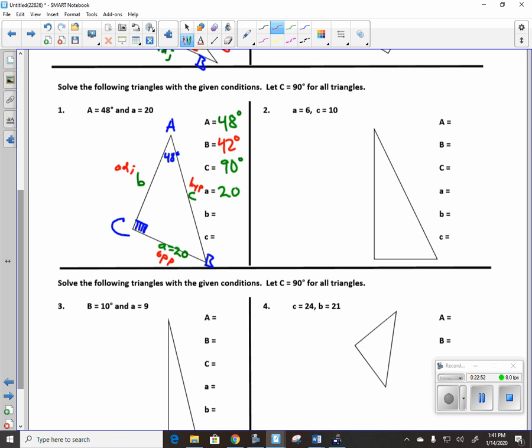Okay, so which one did you want to find, B or C? You make a choice. Do you want to find B or C? You want to find B? So I want to find the adjacent, and I know the opposite. So which do I choose? Sine, cosine, or tangent? Tangent. Tangent of?